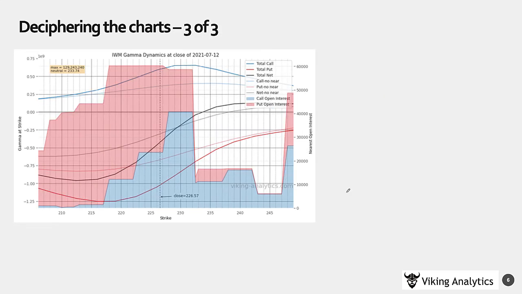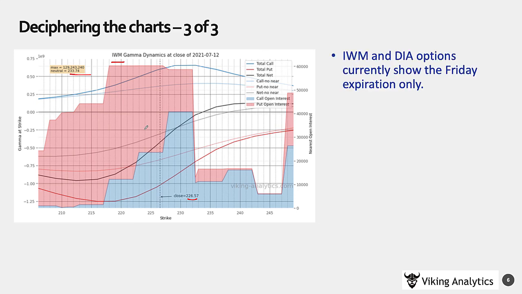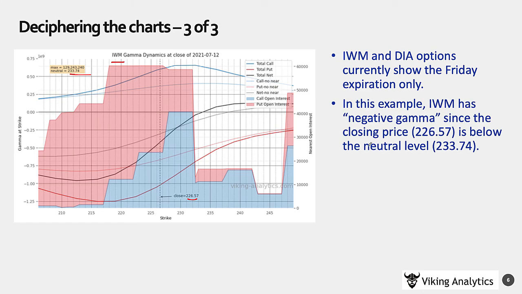We have one final chart in our quick overview, and this is going to be an IWM chart. We're showing this for two reasons. First, this chart has negative gamma in this case because the close was at 226 and the neutral level is 235. And secondly, this is also a Friday only expiration ETF. So IWM and DIA options currently show the Friday expiration only. In this example, IWM has negative gamma, as I just outlined.